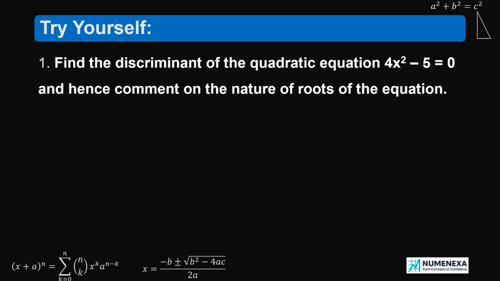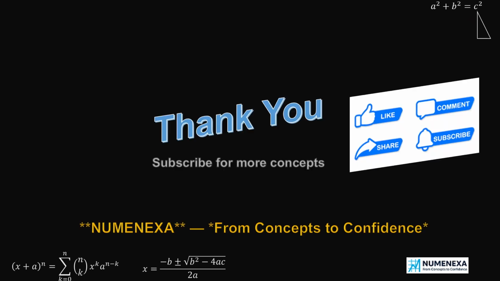Try yourself. Find the discriminant of the quadratic equation 4x squared minus 5 equals 0 and hence comment on the nature of roots of the equation.